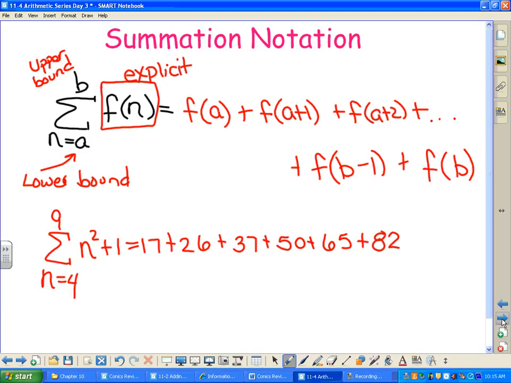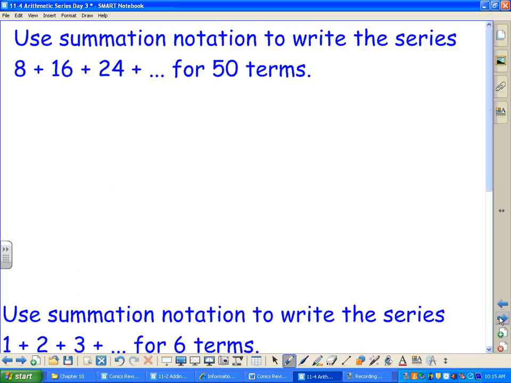Okay? So if you can get the formula, you're going to be able to take a series and write it in summation notation form. Let me show you. So it says use summation notation to write the series 8 plus 16 plus 24 plus ... for 50 terms. Okay? So we make our summation sign. We're going to start with n is equal to.